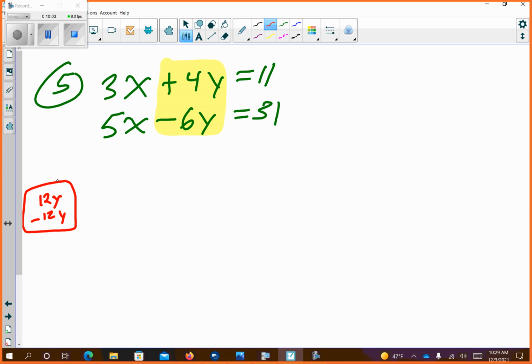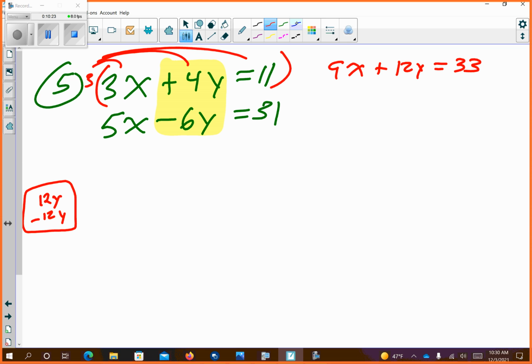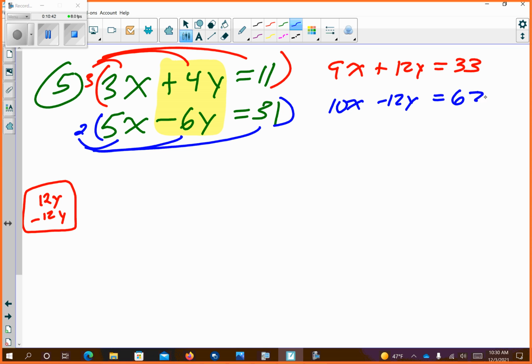Okay? So what should I multiply the entire top equation by to get a positive 12y? 3. So if I multiply everything here by 3, I'm going to get 9x plus 12y equals 33. Okay? Now, what do I have to multiply negative 6 by to make it negative 12? 2. So this one I actually had to multiply both equations by something. So I'm going to get 10x minus 12y equals 62.